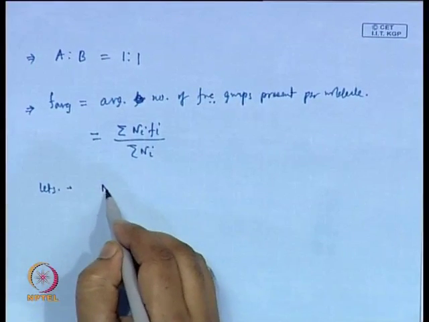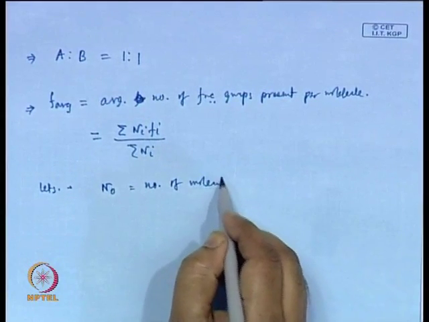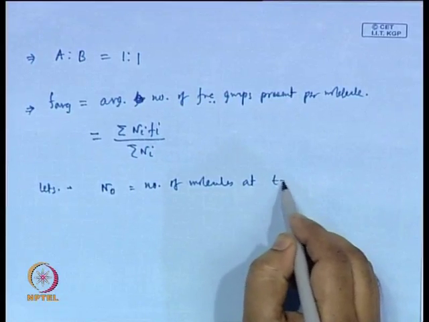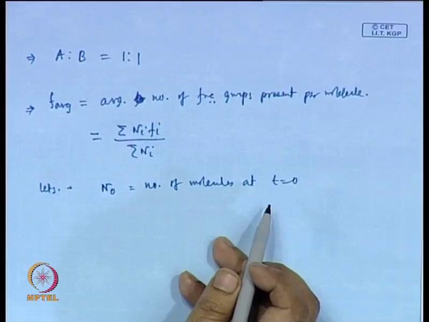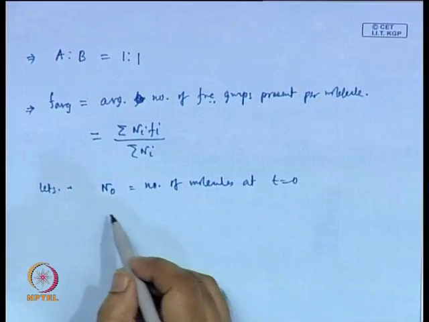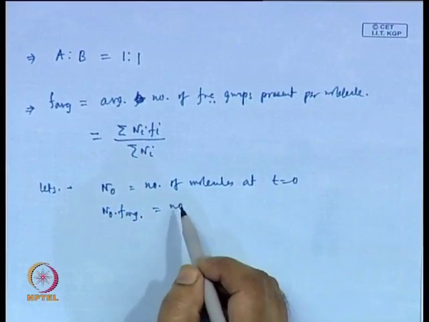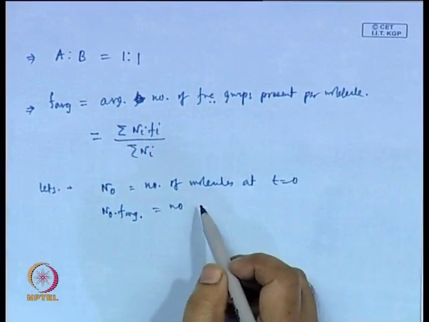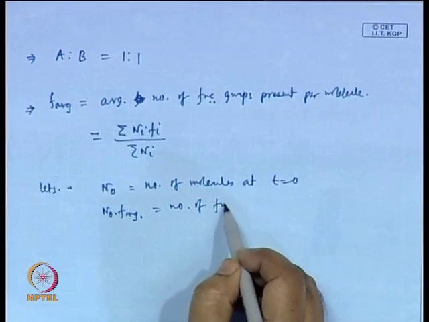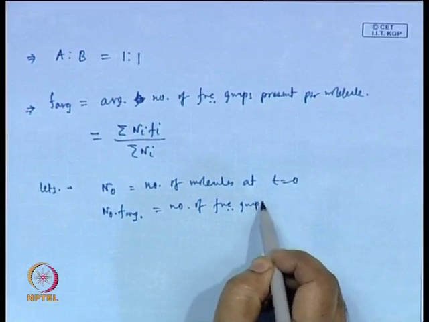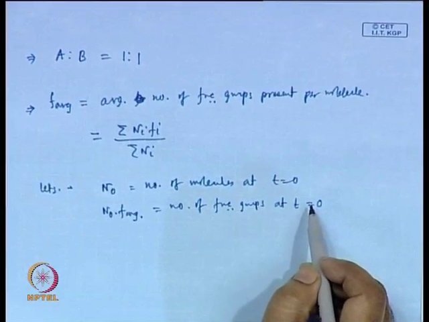Now, let us consider that N0 is the number of molecules at t is equal to 0. At the beginning we have N0 number of molecules. So, what is the number of functional groups? N0 multiplied by F average, because F average is the number of functional groups present per molecule on average. So, that is the number of functional groups present at t is equal to 0.